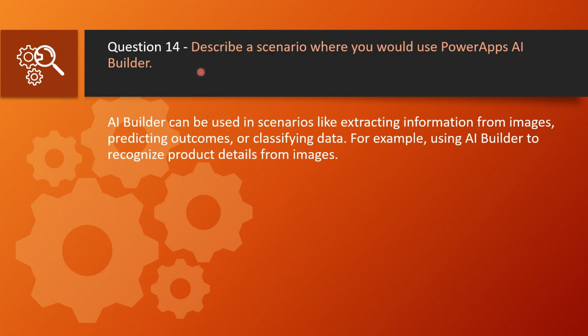Question number 14 is for AI Builder. This question is, describe a scenario where you would use Power Apps AI Builder. AI Builder can be used in scenarios like extracting information from images, predicting outcomes, or classifying data. For example, using AI Builder to recognize product details from images. From the images or from a scanned copy of a document, by using AI Builder, we can fetch the data and store that data in a SharePoint list or any other data source.